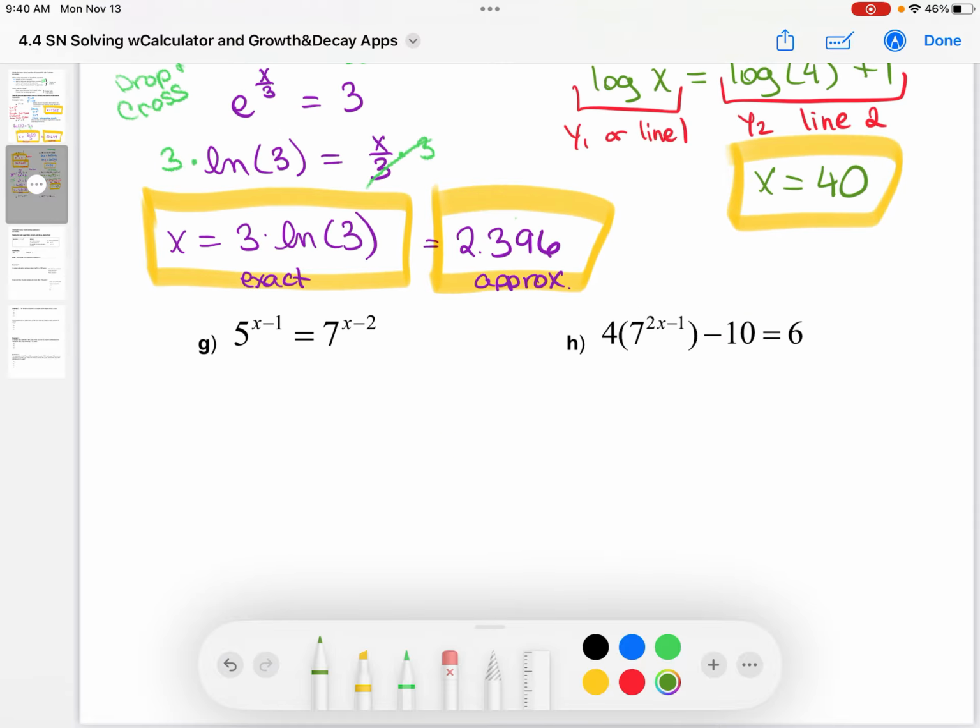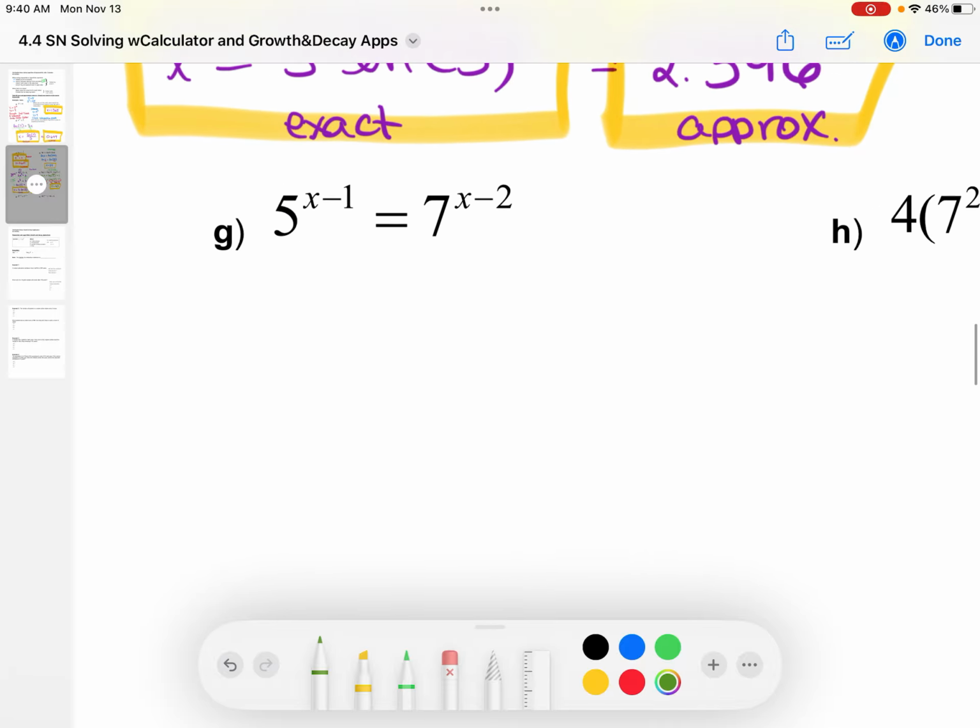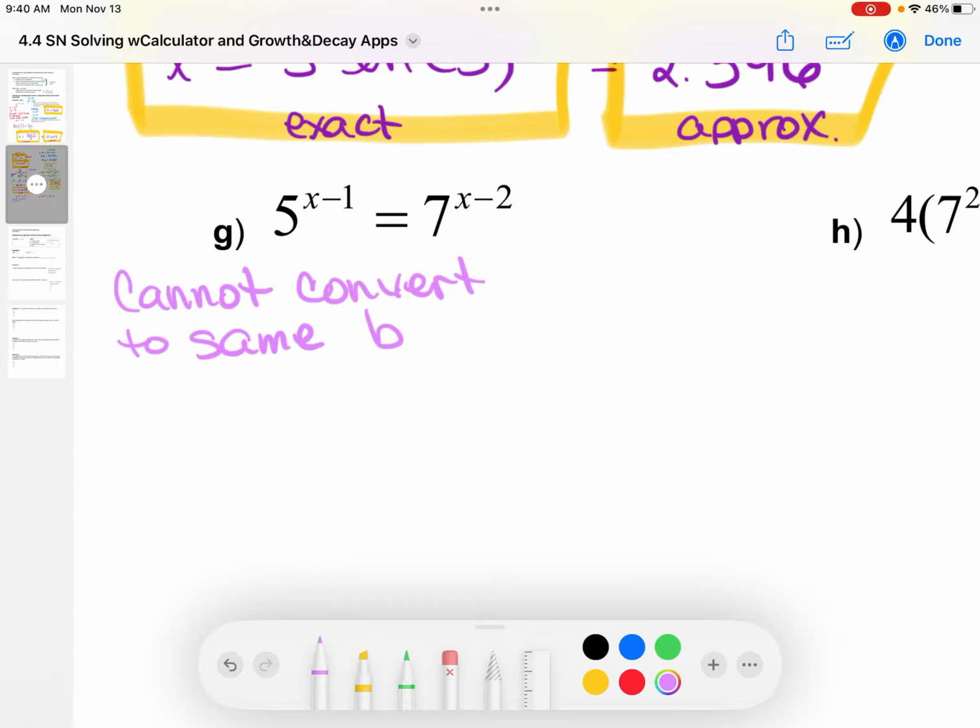All right, looking at G, we have 5 to the 1 power equaling 7 to a power. These bases will not convert. We cannot convert to the same base. Both of those numbers are prime. So when we cannot convert these to the same base, go straight to the calculator.